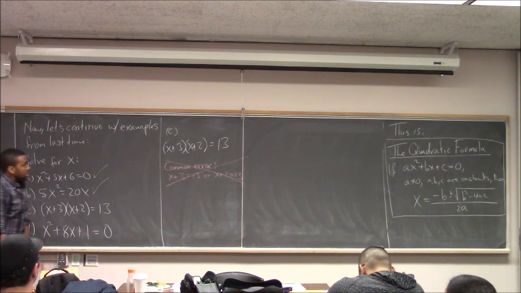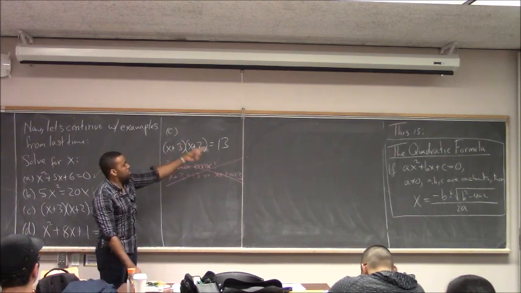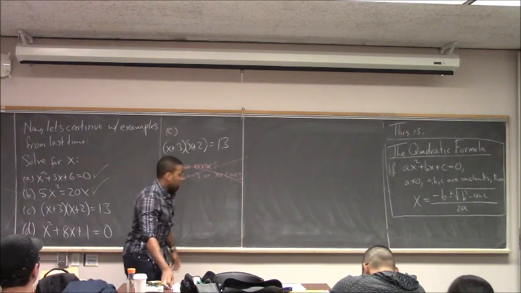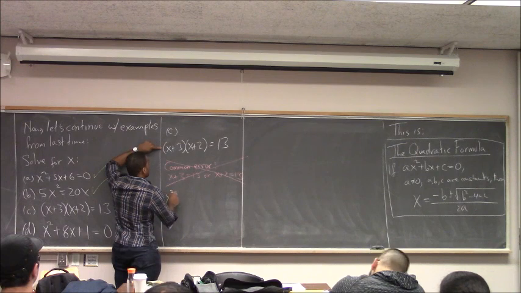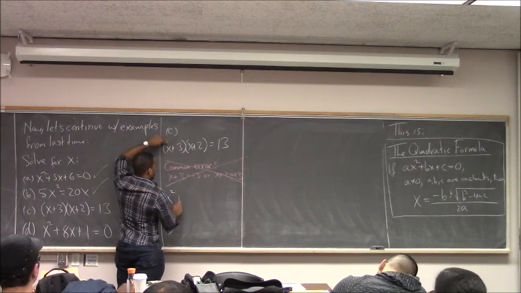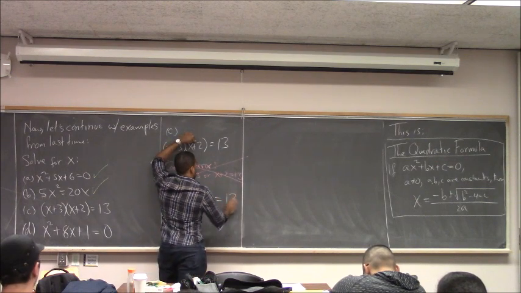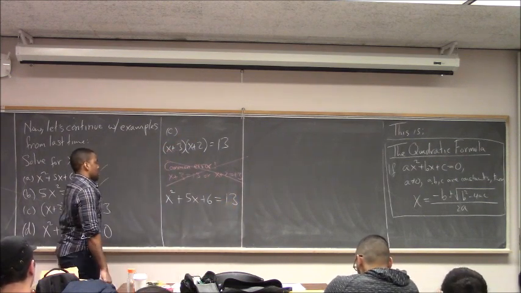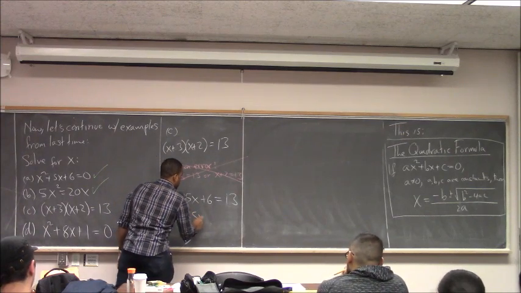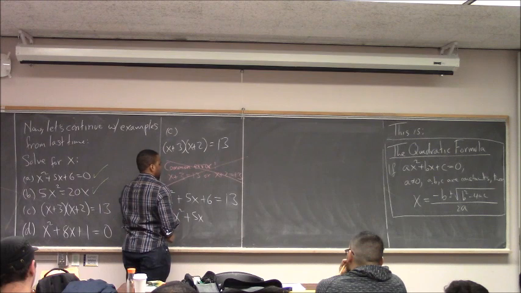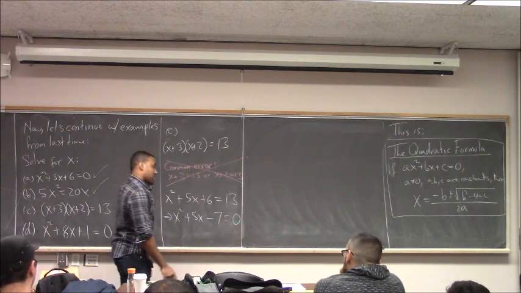Okay. That being said, now you might say, what can we do? The right thing would be to expand this and regroup, bring everything to one side as usual. So we just expand this, which would give us x squared, 3x plus 2x plus 6. And remember, our rule is to bring everything to one side, so we have x squared plus 5x minus 7. Does that factor? No.